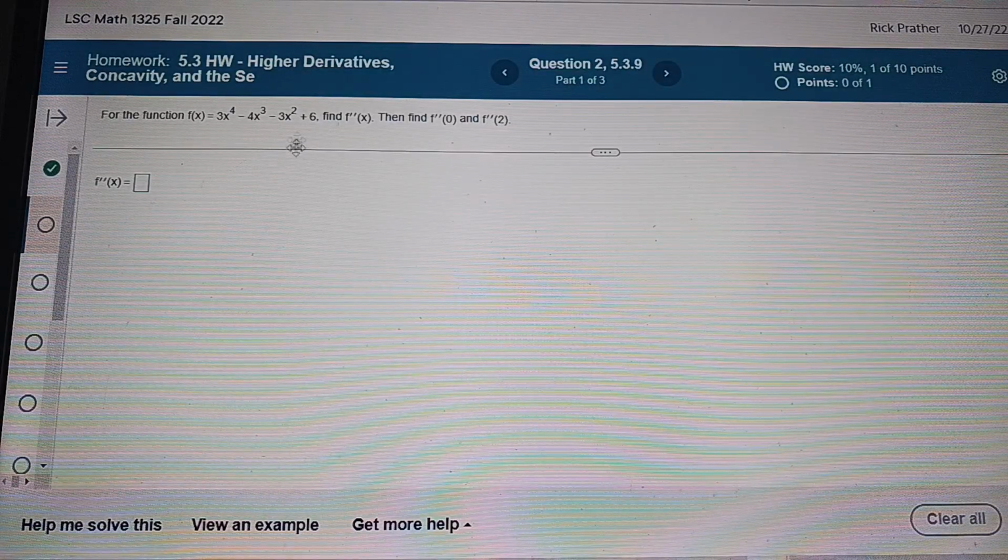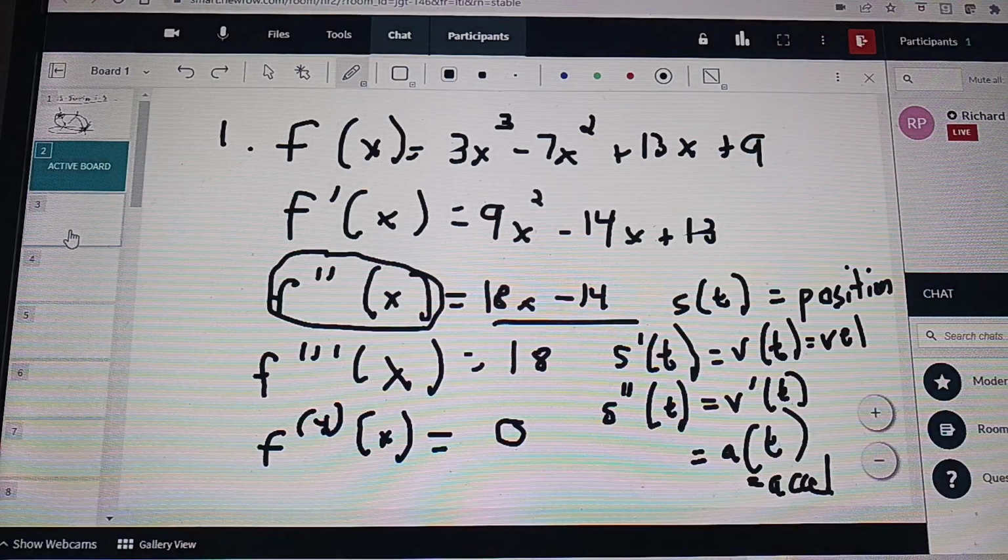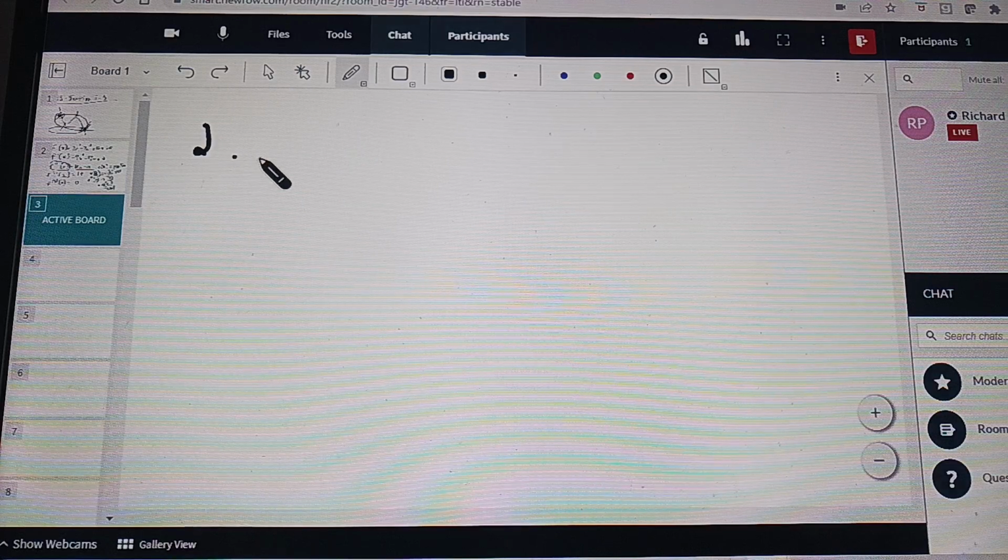Okay, same kind of problem, but now the original function is cubic. I mean, not cubic. The first one was cubic. Now we're moving up to a fourth power, quartic.